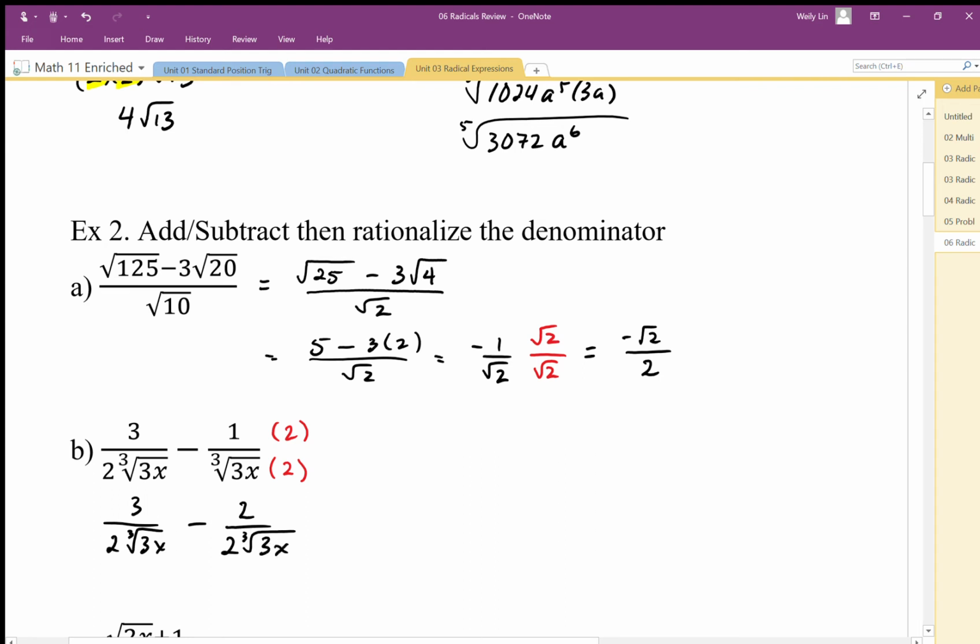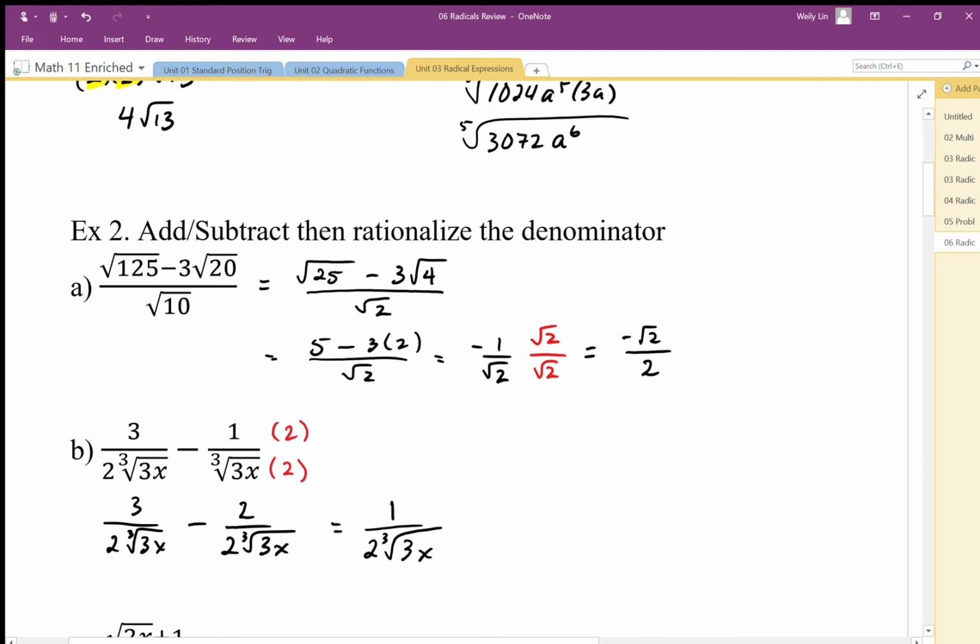Okay. Once we've got the common denominator, we can add and subtract the numerator. So we're going to end up with 3 minus 2, or 1 in the numerator, and then we get 2 cube root of 3x. Okay, and again, we want to rationalize the denominator here.